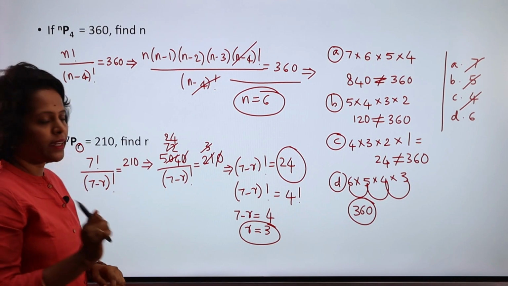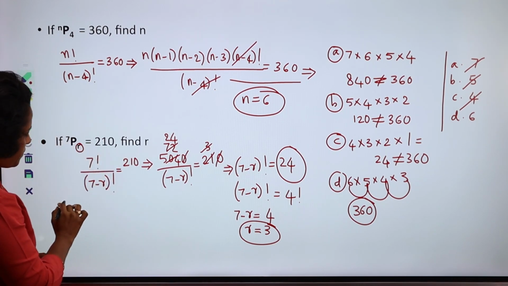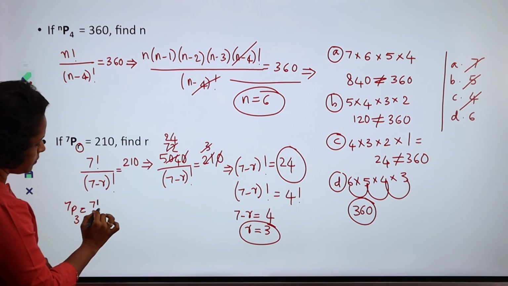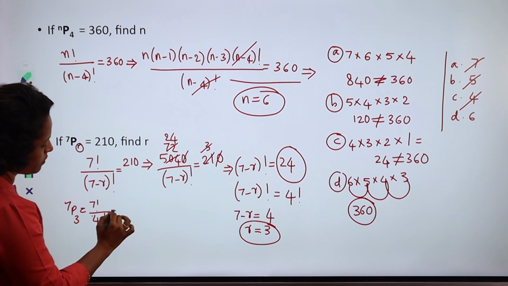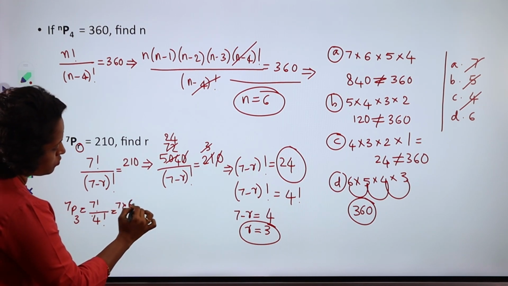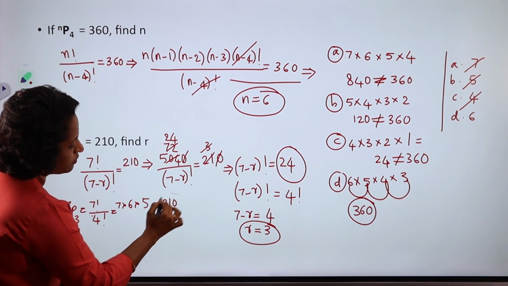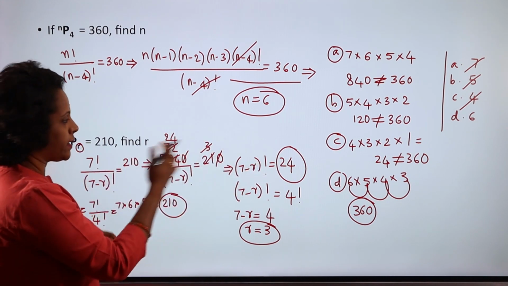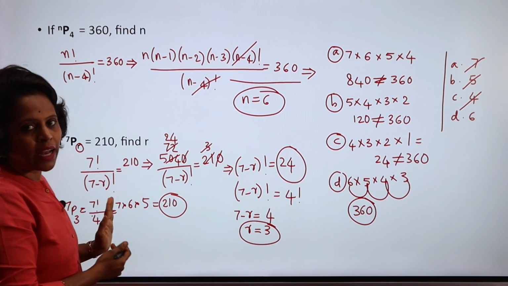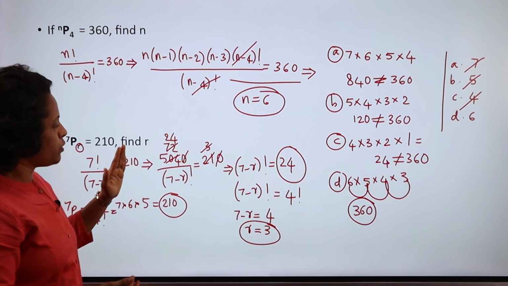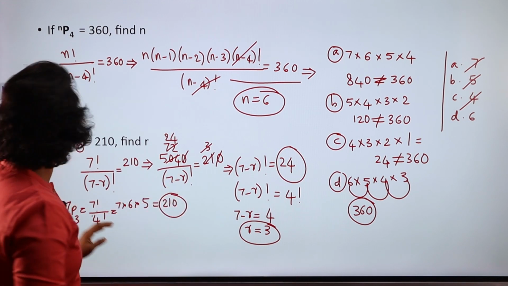Suppose I am given 3 in the option, I'll just substitute here. What will 7p3 become? 7 factorial divided by 7 minus 3, 4 factorial, which will be 7 into 6 into 5. 7 6s are 42, 42 5s are 210, right? So I can substitute directly the value of r and solve this formula if it is given in the options. Otherwise, this is the traditional procedure.